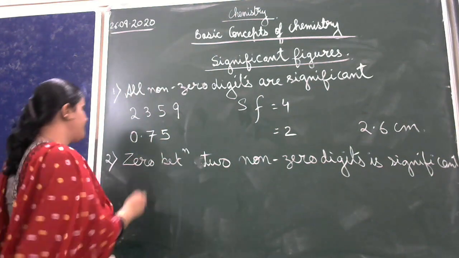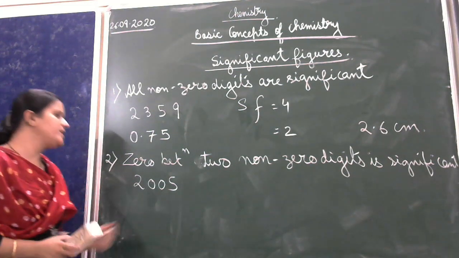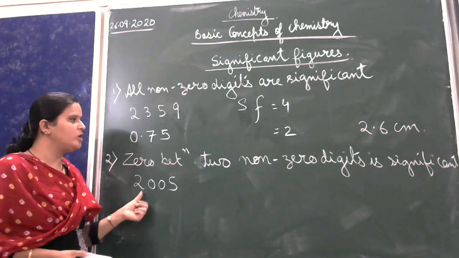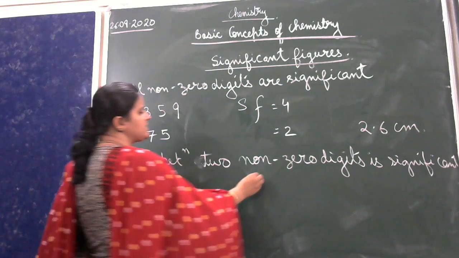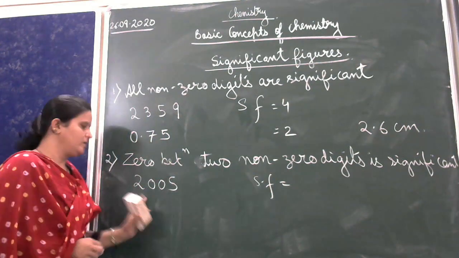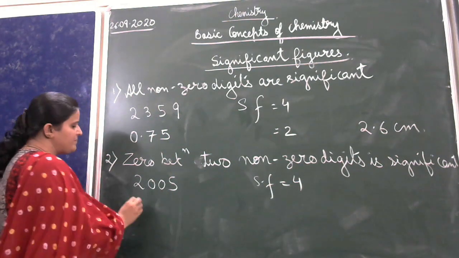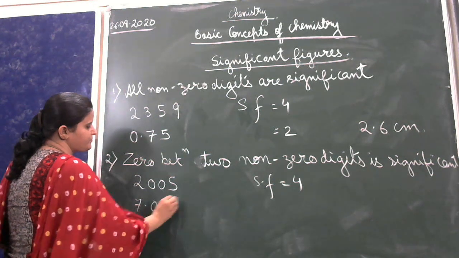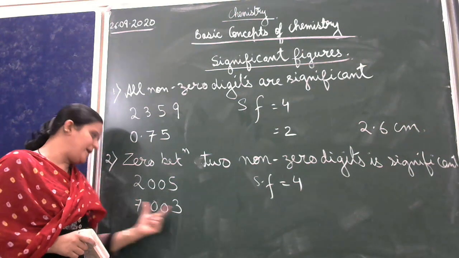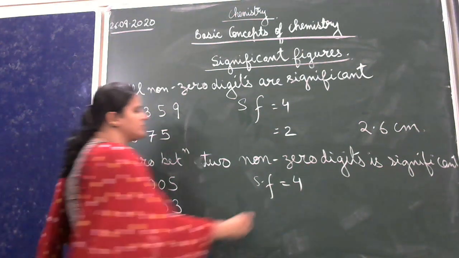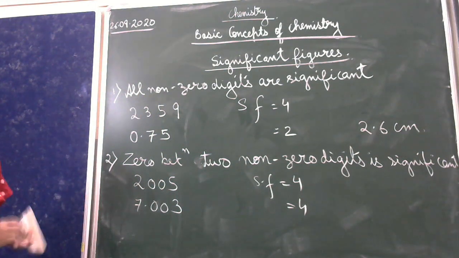For example, let me take this example, 2.005. Here, the zeros between these two non-zero digits will also be counted as significant figures. So in total, how many significant figures will I get for this number? 1, 2, 3, 4. 4 significant figures are there in this number. Similarly, if I write a number like 7.003, again, these zeros are between two non-zero digits, so they are also significant. My answer is again 4. Clear? These are the two rules.